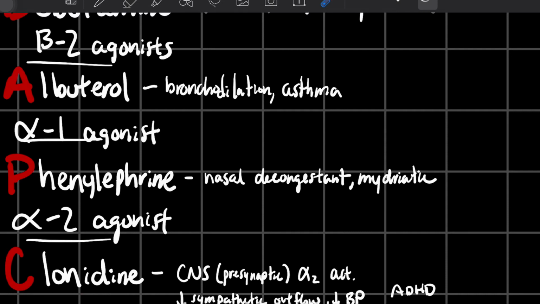All right. For your alpha 2 agonists, you have clonidine. It's going to be presynaptic for your CNS, and it's going to be for alpha 2 activation. Remember, alpha 2 is going to be inhibitory, so this is going to decrease your sympathetic outflow as well as decrease your blood pressure, because remember, this is acting in opposite of what your sympathetic nervous system does, which is kind of increase heart rate, anything for that fight or flight response. So obviously this is going to be used in ADHD because if you think about inhibiting all of those thoughts racing or your heart beating really fast, this will help calm you down.